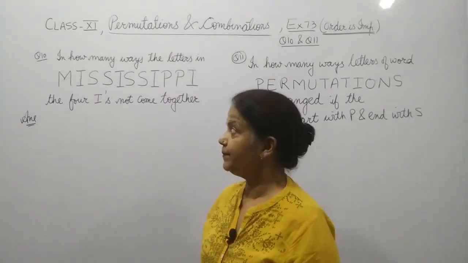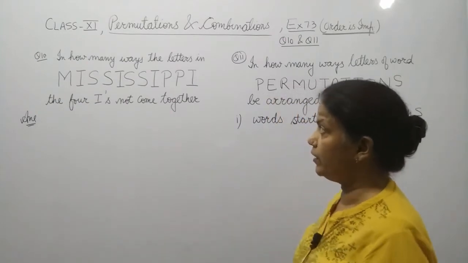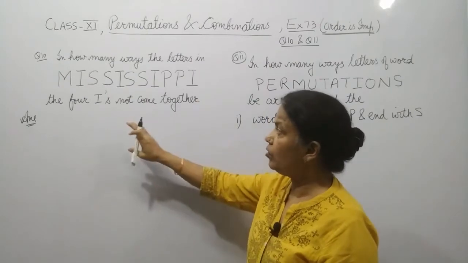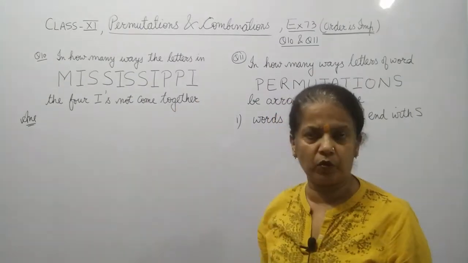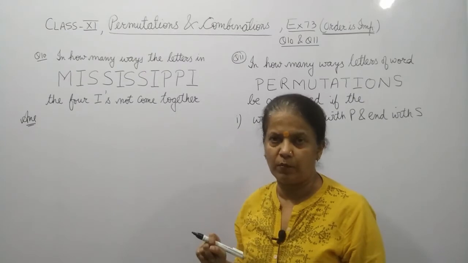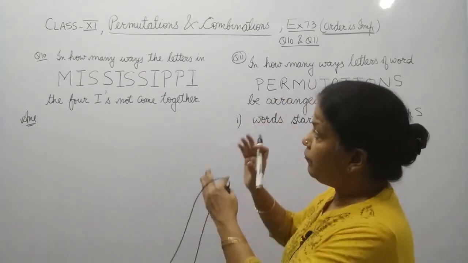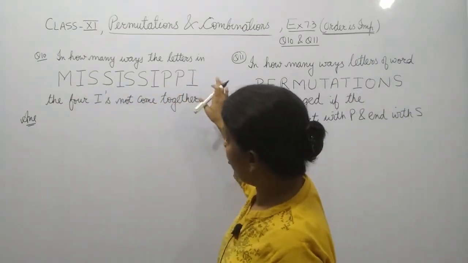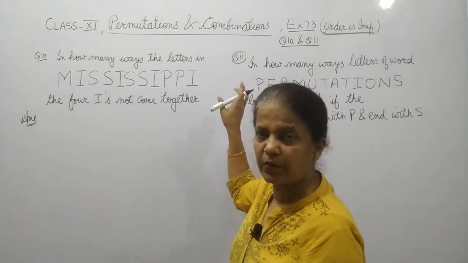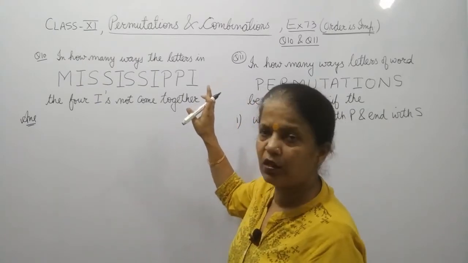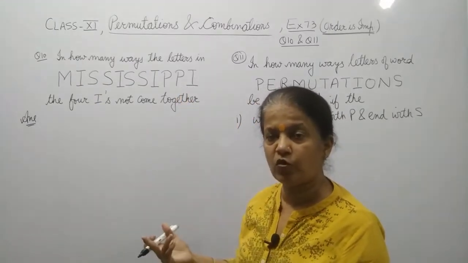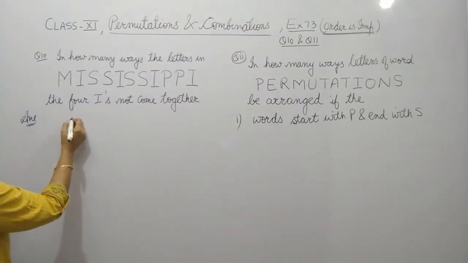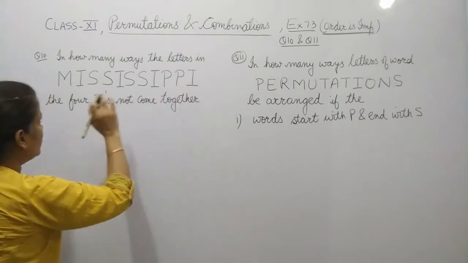Hello everyone. In question 10, in how many ways can the letters in Mississippi be arranged so that the four I's do not come together? If from the total ways, meaning by using all the letters of Mississippi, how many total ways will we get? Let's see. According to the permutation concept, we are taking all of them together.